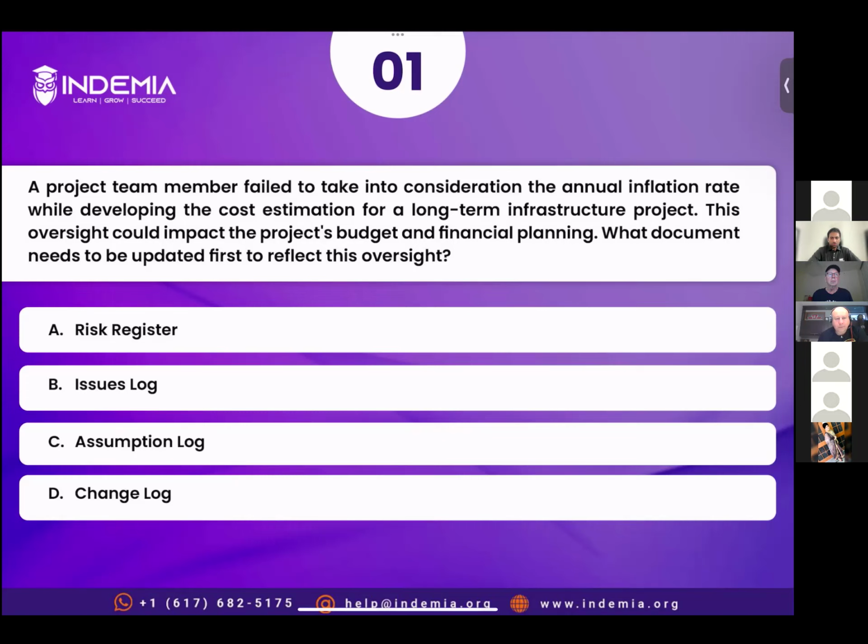What is an assumption log? Assumption log, it's a document that contains a list of assumptions, right? So similarly, the risk log contains details of risks, the issue log contains details of issues, and the assumption log contains all the assumptions. So the correct answer is option C. Let's read the explanation.